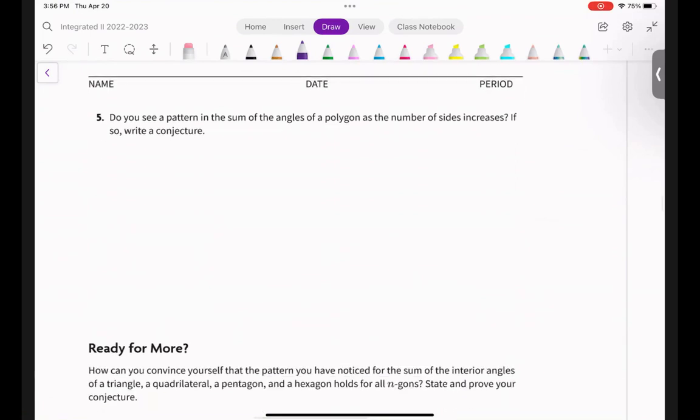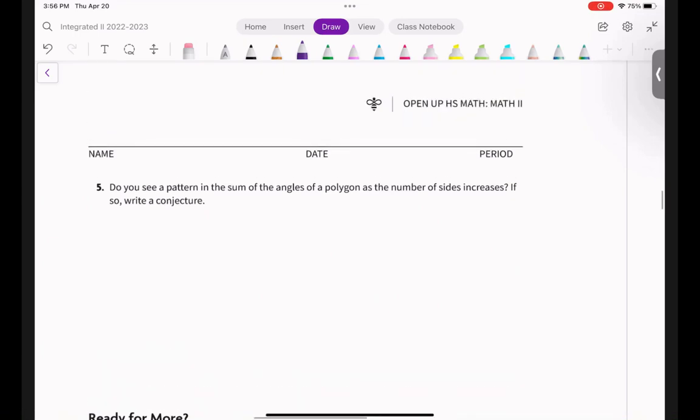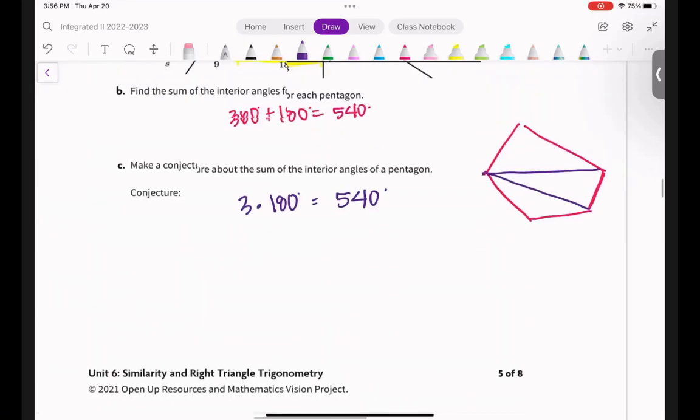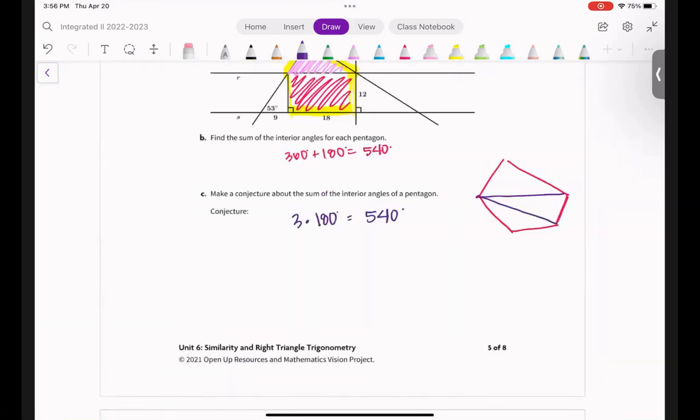And then do you see a pattern of the sum of the angles of a polygon as the number of sides increases? If so, write a conjecture. So it's going to be based on this guy. And this is where I'm going to kind of leave you hanging a little bit. And we'll talk about it in the next, when we see each other. So that way I'm not giving away anything too soon.